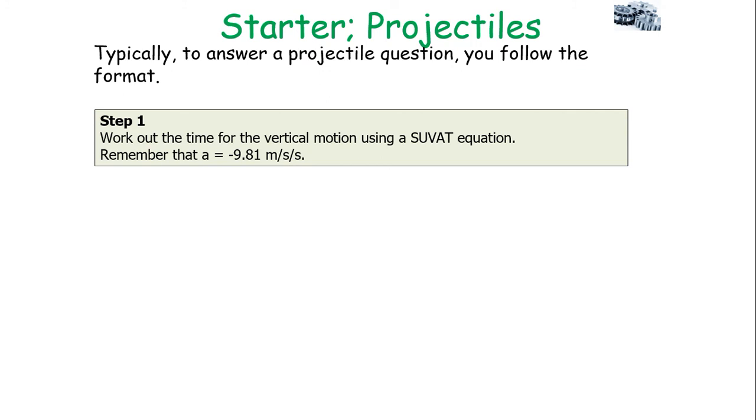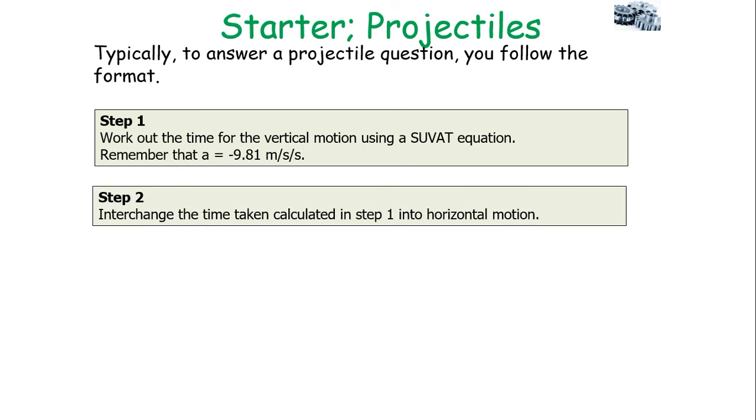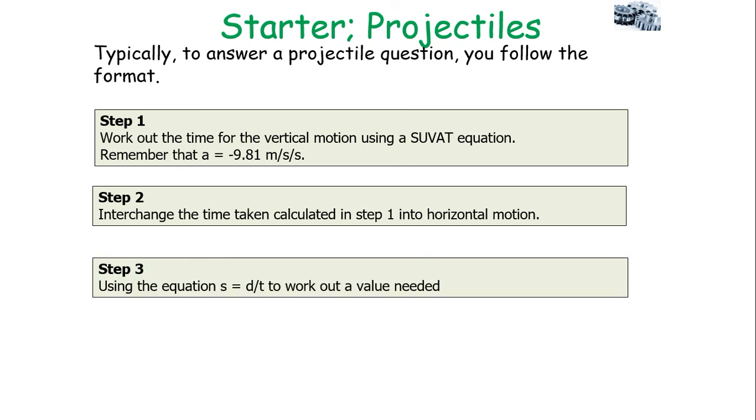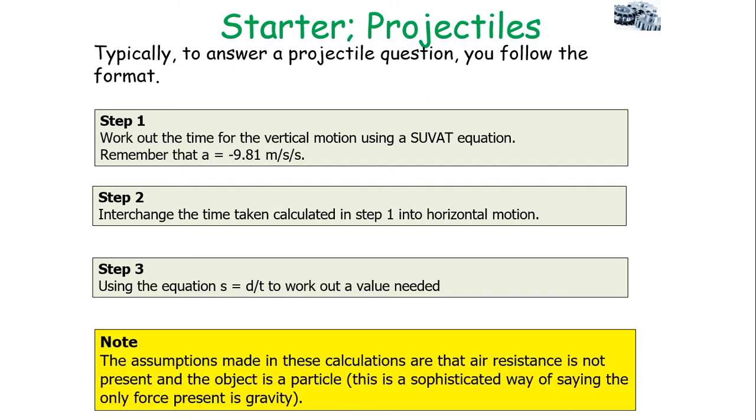Well, step 1, you work out the time for the vertical motion using the SUVAT equation. And remember, a equals 9.81 meters per second squared. Step 2, interchange the time taken calculation into the horizontal motion equation. Then use the equation velocity equals displacement over time to work out the value that you need.